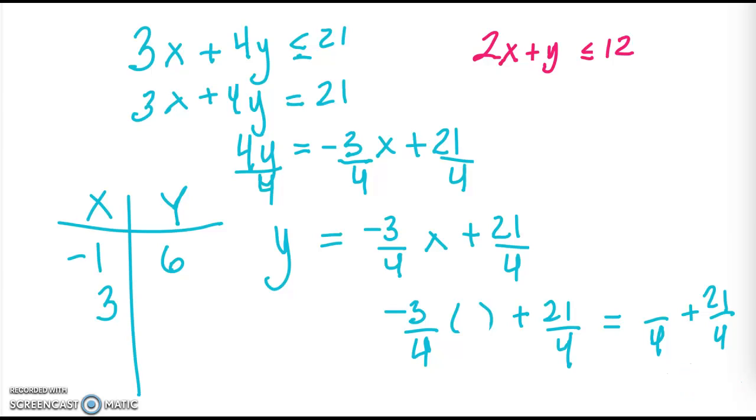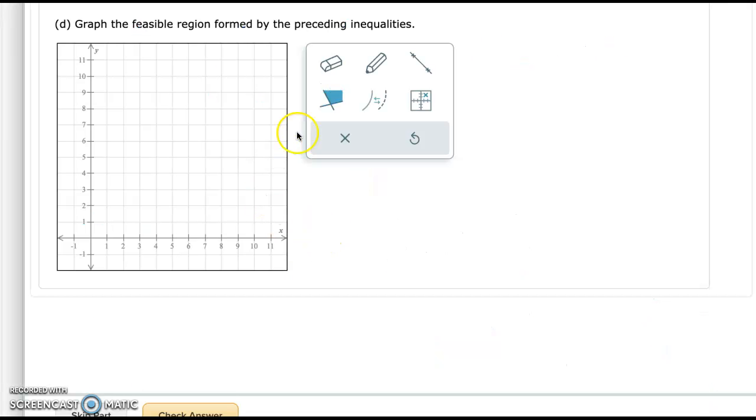I'm plugging in 3 here. I'll get negative 9, and negative 9 plus 21 gives me 12 over 4, which gives me 3. So I have some points there, and I'm going to go to Connect Math and try graphing.